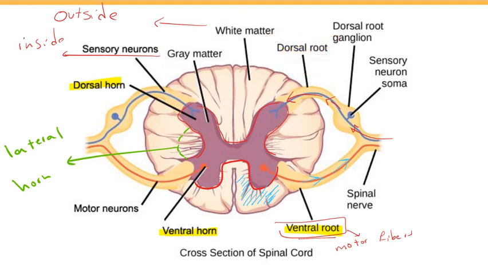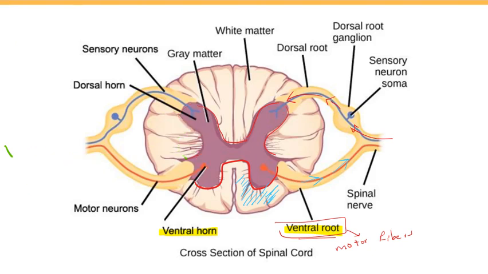I'm going to erase the other part because right now we're going to focus on the white matter of the spinal cord. As I mentioned before, the white matter of the spinal cord is going to be found outside. The gray matter would be found inside.